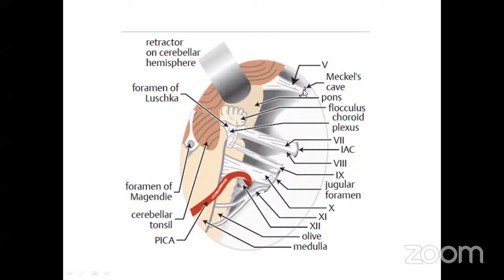The 5th cranial nerve arises through the Meckel's cave, that is also known as trigeminal cave. The 7th and 8th, that are the facial and vestibulocochlear nerves, come through the internal acoustic meatus. The 9th, 10th, and 11th, that are the glossopharyngeal, vagus, and accessory nerves, enter through the jugular foramen, and the hypoglossal nerve enters through the hypoglossal canal, that is ventral to the olive.